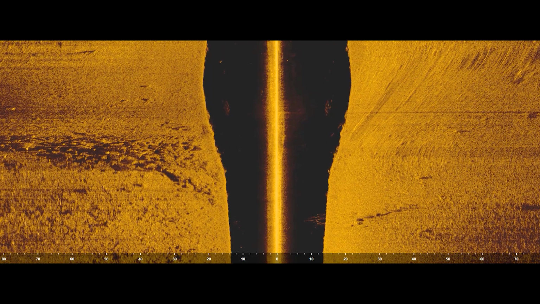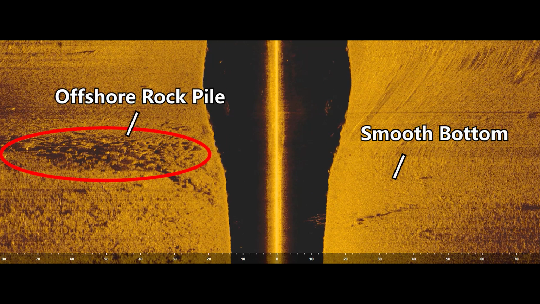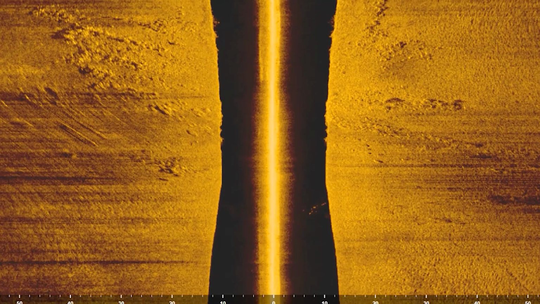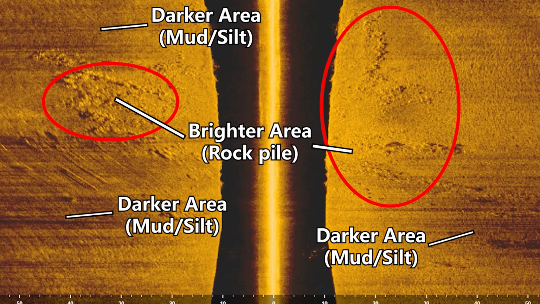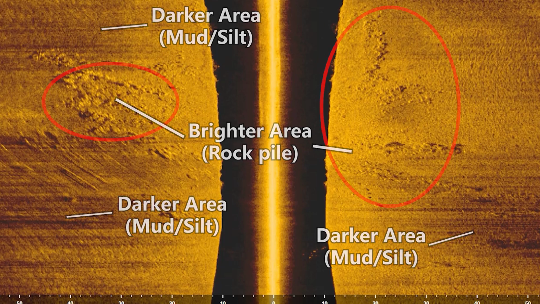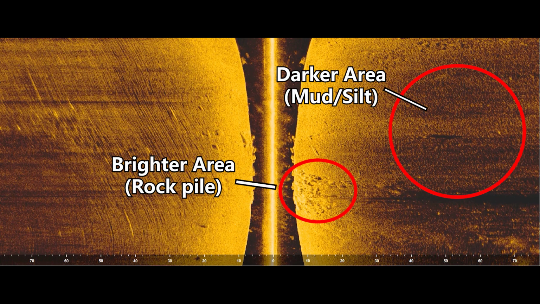I spend a lot of time graphing with my side imaging to identify rock piles, because these are great ambush points that bass will group up on to feed on all kinds of forage. Now, there are 2 primary identifiers of a rock pile. The first is that most good rock piles are going to look brighter on your screen than the rest of your side imaging image. This is because a rock is a hard, solid object that's made of, well, rock, and therefore it's going to have a stronger return than a softer object like wood or silt or sand.